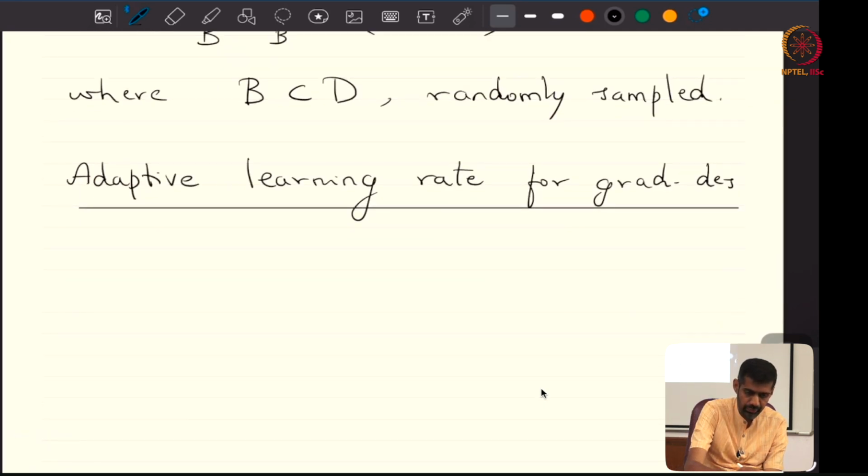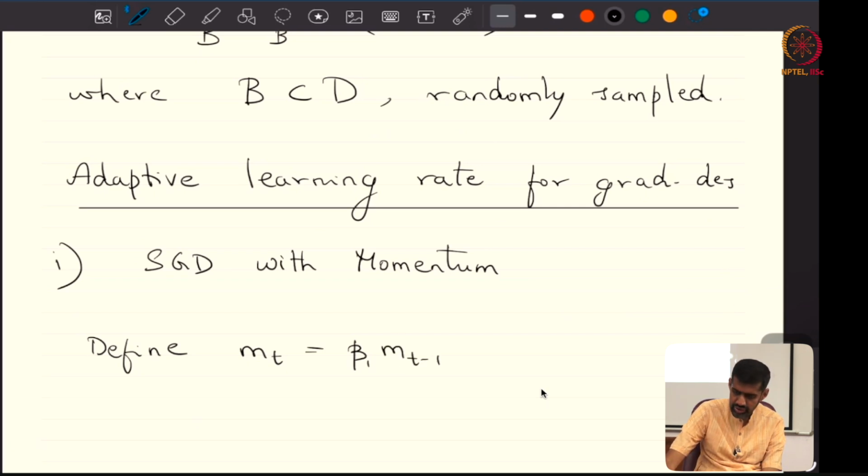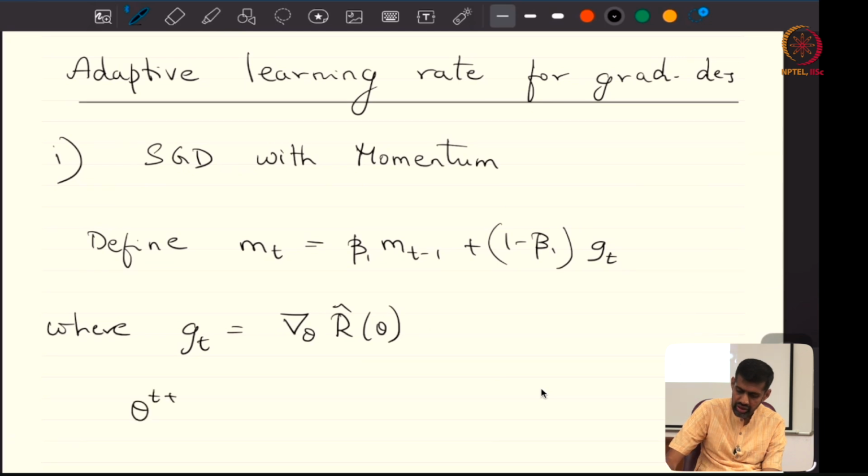The first thing is called SGD with momentum, where the idea is as follows: define momentum m_t as beta 1 times m_{t-1} plus 1 minus beta 1 times g_t, where g_t is the gradient of the loss function, and now you make theta t plus 1 as theta t minus some alpha times m_t.